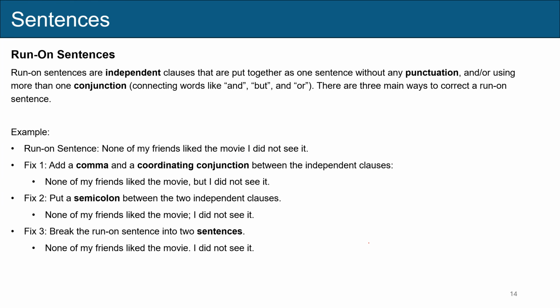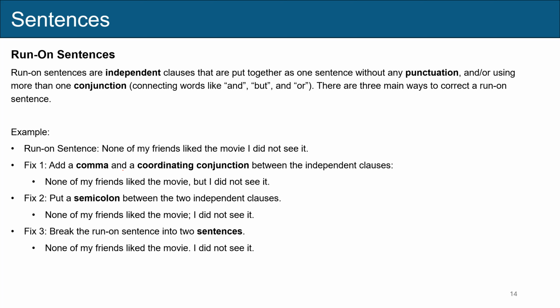Run-on sentences. Run-on sentences are when we are trying to combine two things that can be sentences by themselves, but we don't do it with punctuation or any sort of conjunctions. So conjunctions, again, are those connecting words. And there's three basic ways that we can fix a run-on sentence.